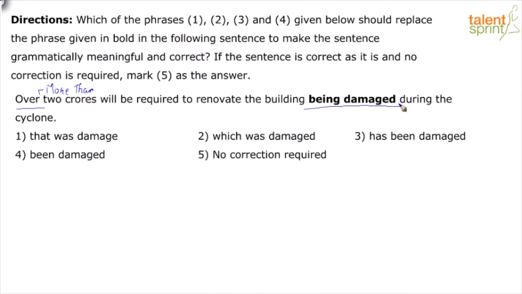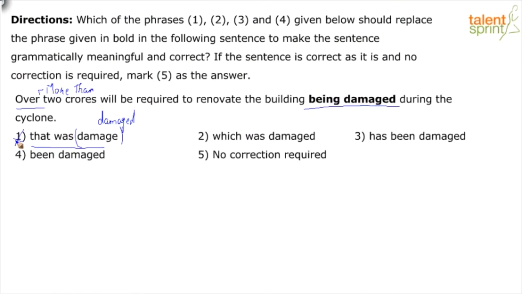So this is our phrase. Option 1 is "that was damage". So we understand this is almost in the passive construction, which means this "damage" is not in the right form, right? I need verb 3, which means it has to be "damaged" with a D. That's why it's not option 1.